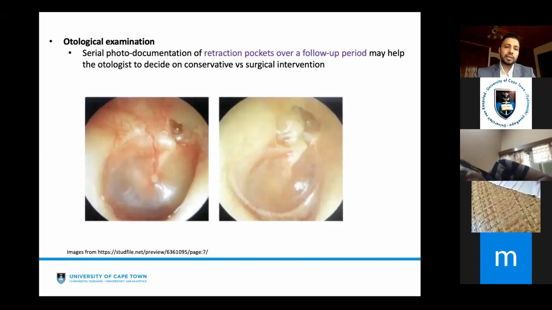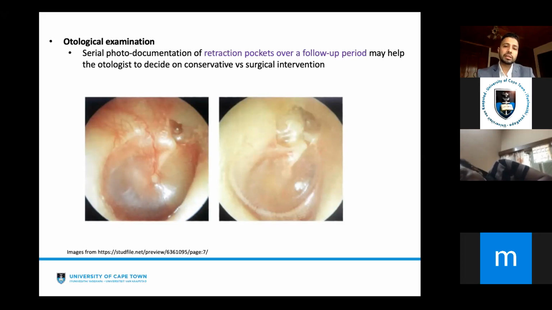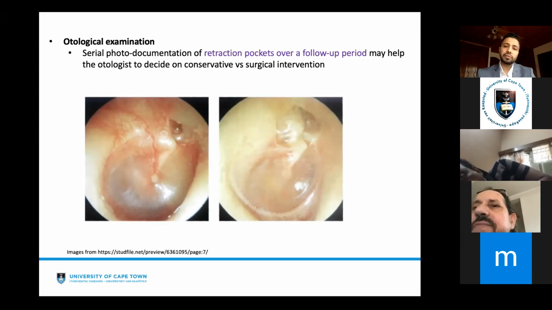The example I've given is one that you see in the outpatient department and has a small dimple in the attic on the first image that I've shown there. And with time, you follow up these patients, you document these patients with photographs, and you can see here the subsequent images now have some erosion of the scutum that might tell you to perhaps do something surgically.